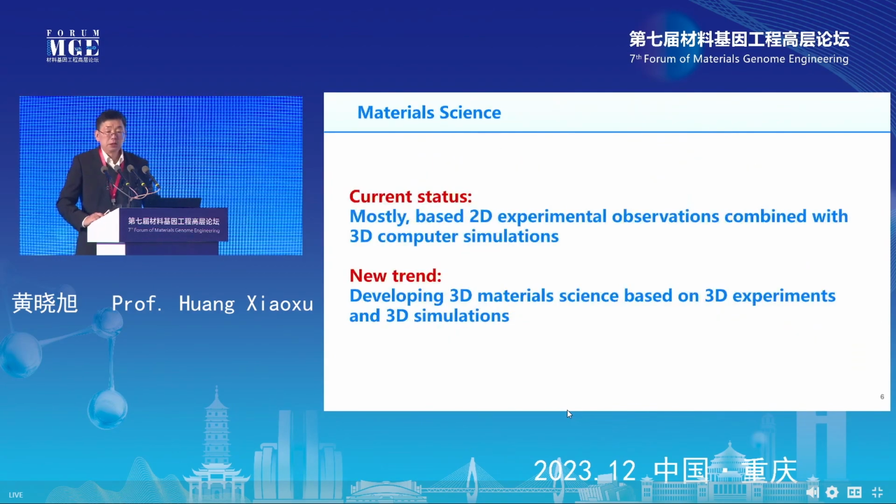That's also the reason that nowadays in materials science, on the experimental side, we do mostly 2D observations. But on the simulation side, the computational side, we do a lot of computer simulation, which is in 3D, exactly like Professor Wang just showed. On one hand we do 3D simulations, but on the other hand we can only do 2D experiments, at least mostly. So to get a further understanding of structure-property relationships, we need full characterization of structural parameters, which we have to rely on 3D characterization techniques.